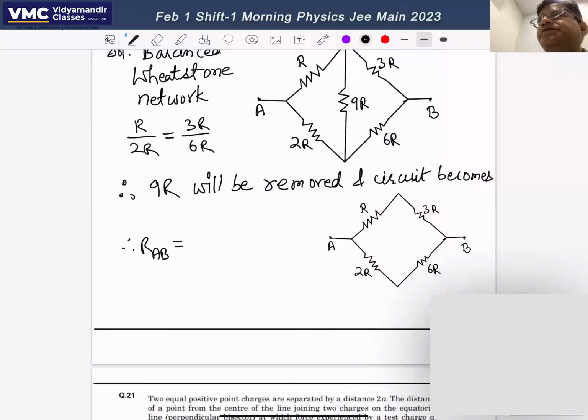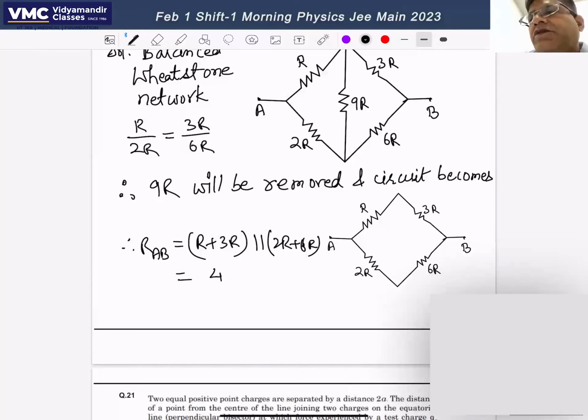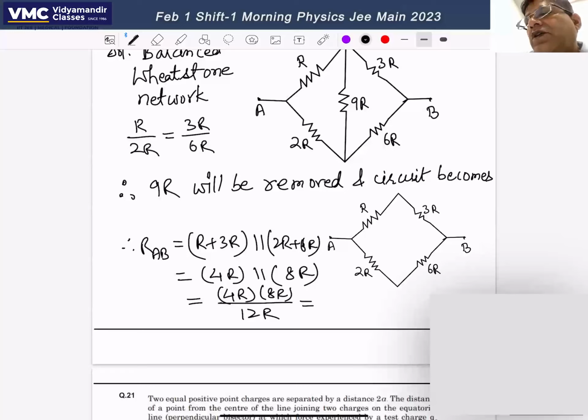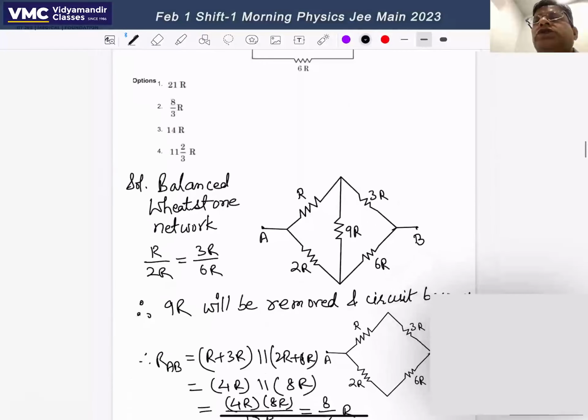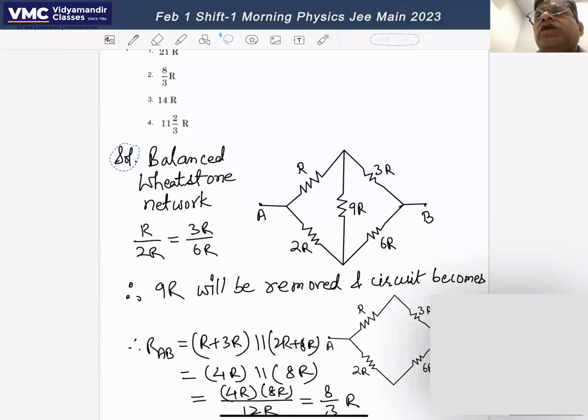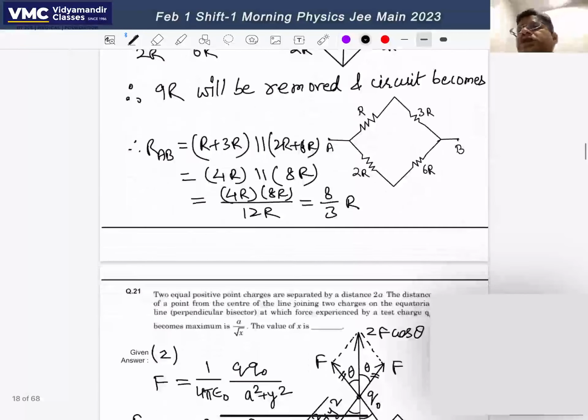So R plus 3R is parallel with 2R plus 6R. That means this 4R is parallel with 8R. So it will be 4R into 8R divided by 12R. So it will be 8 by 3 R. So option 2 is correct.